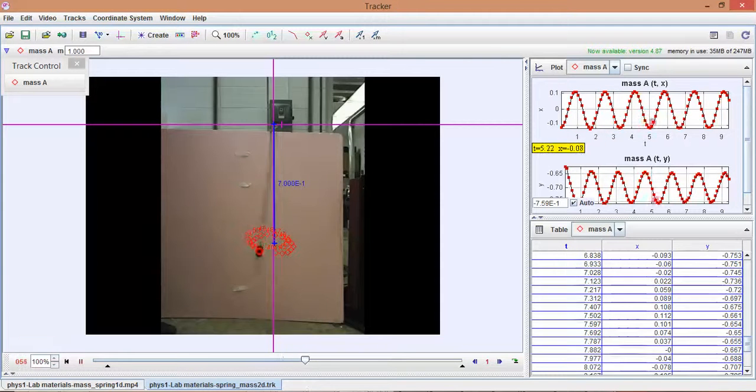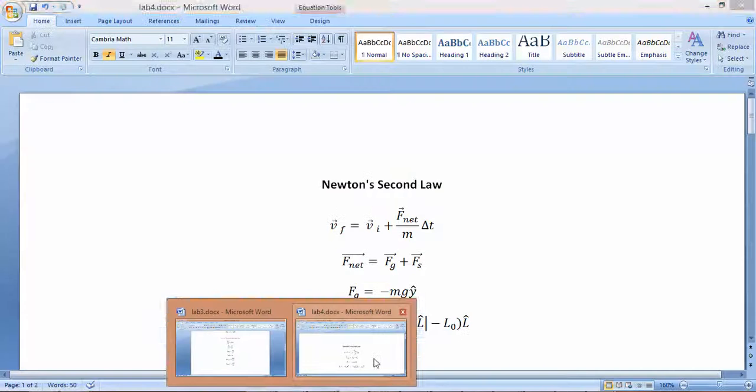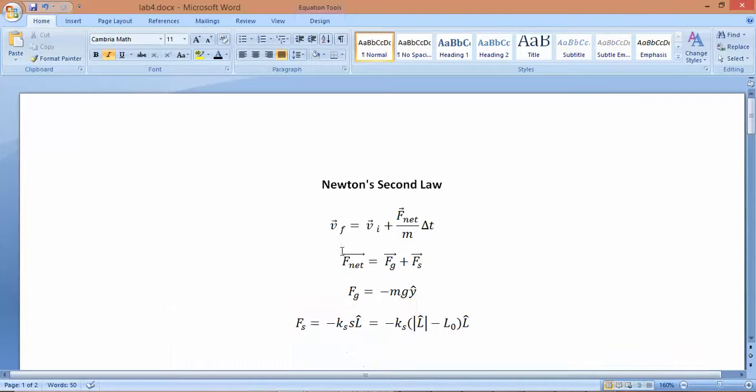So we have to start out with a fundamental principle, and that principle is Newton's second law, which states that the final velocity equals the initial velocity plus F net, the overall net force on the object, over the mass times the change in time.